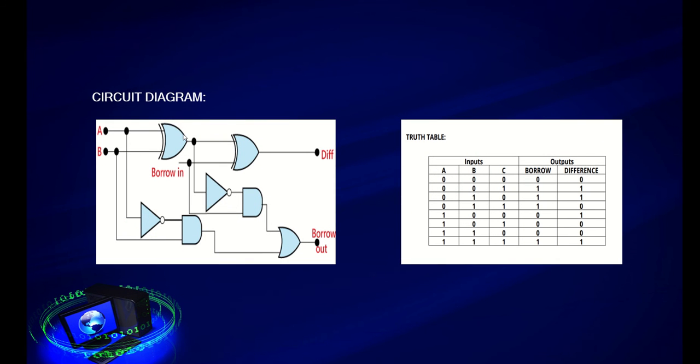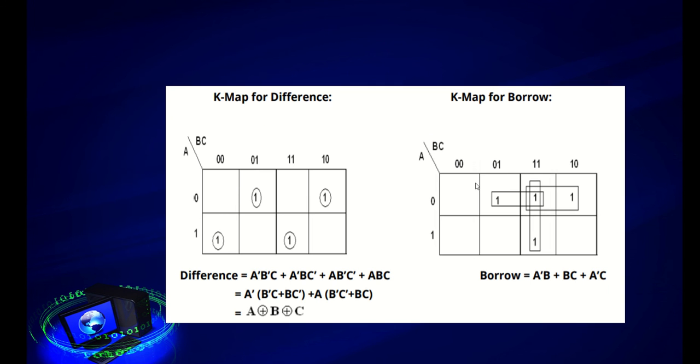The circuit diagram is given here. They use 2 XOR gates, 2 NOT gates, 2 AND gates and 1 OR gate. The truth table is given here. Inputs are A, B and C. The outputs are borrow and difference. Let's move on to the K-map. The K-map for difference and K-map for borrow is given here. A is given on one side, B and C are grouped on the other side.